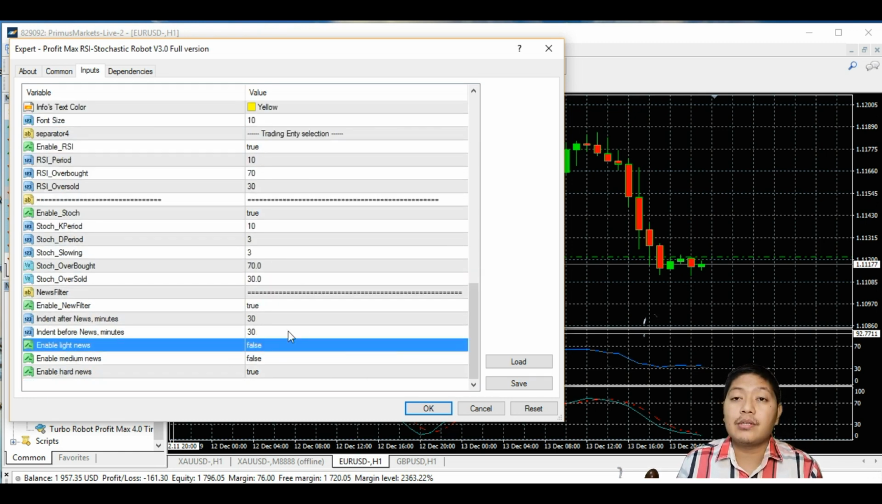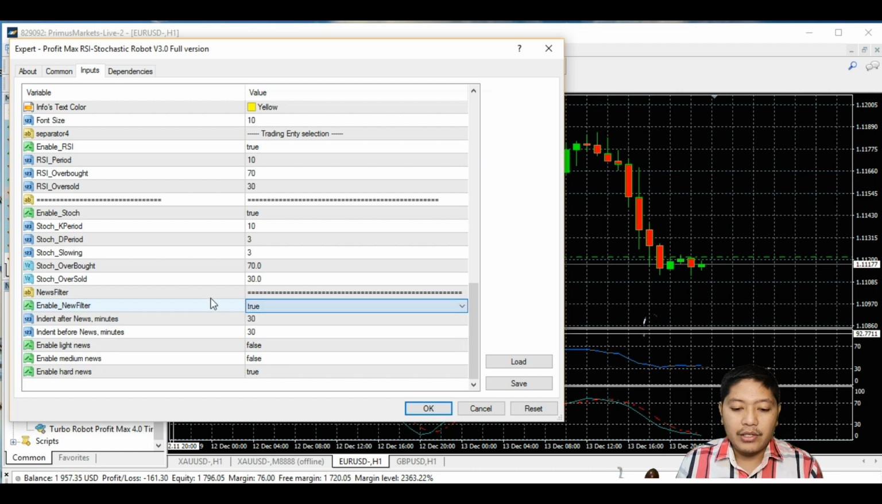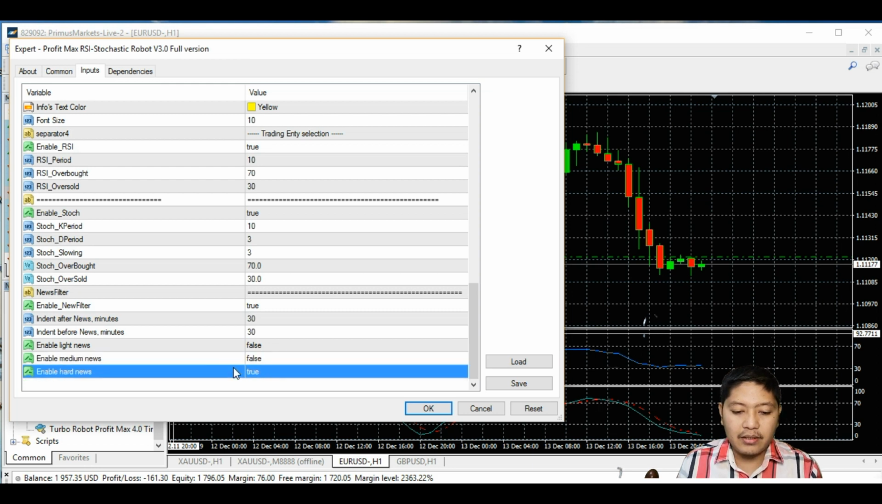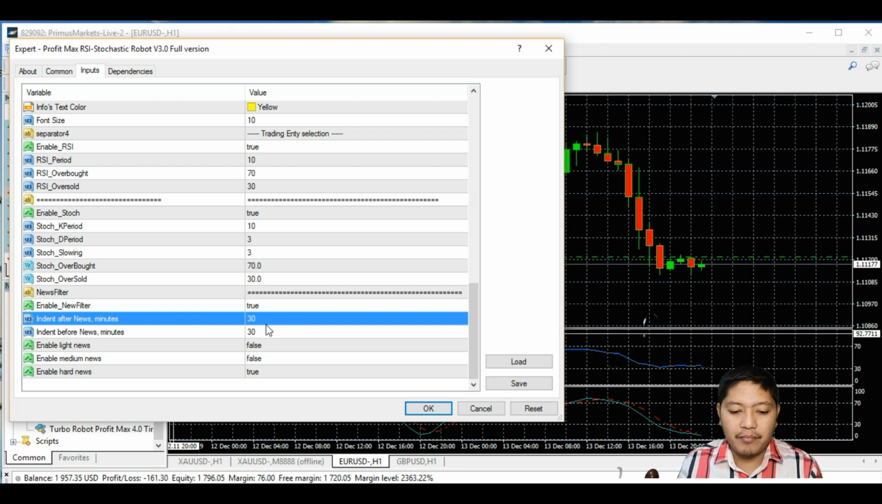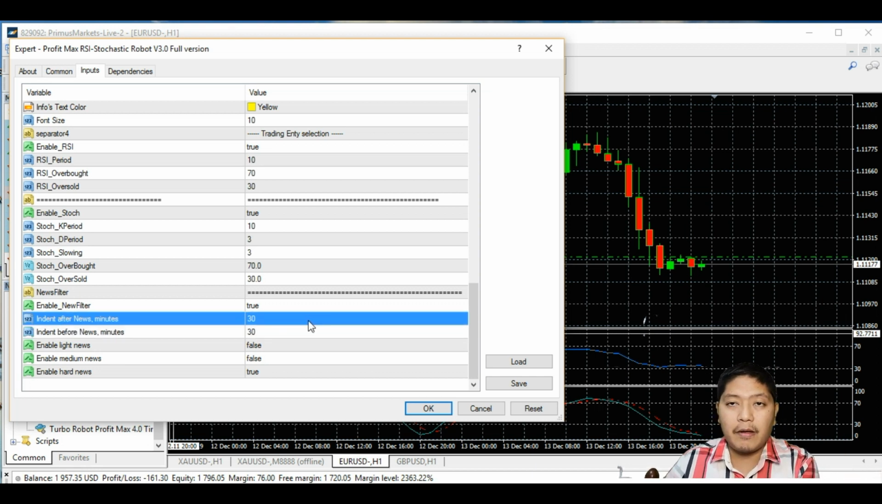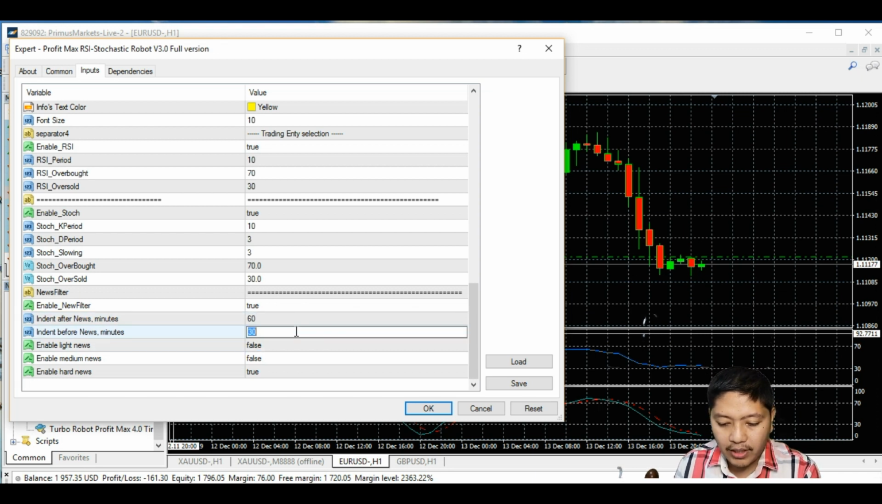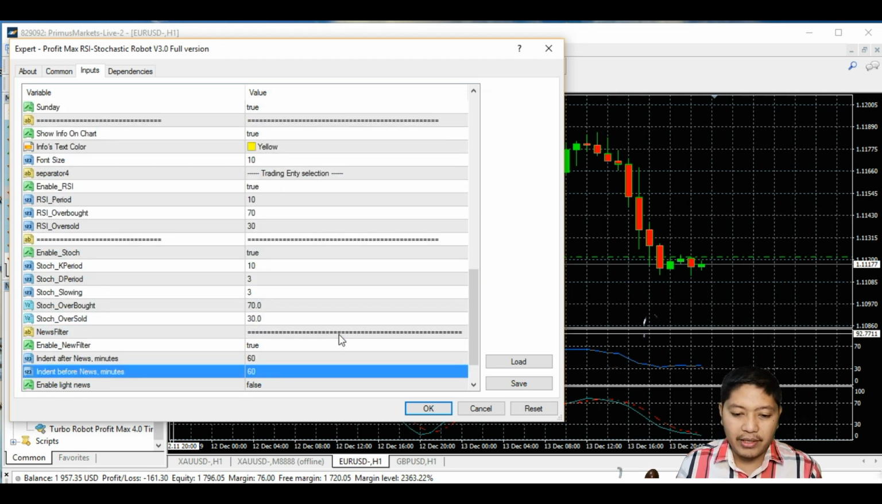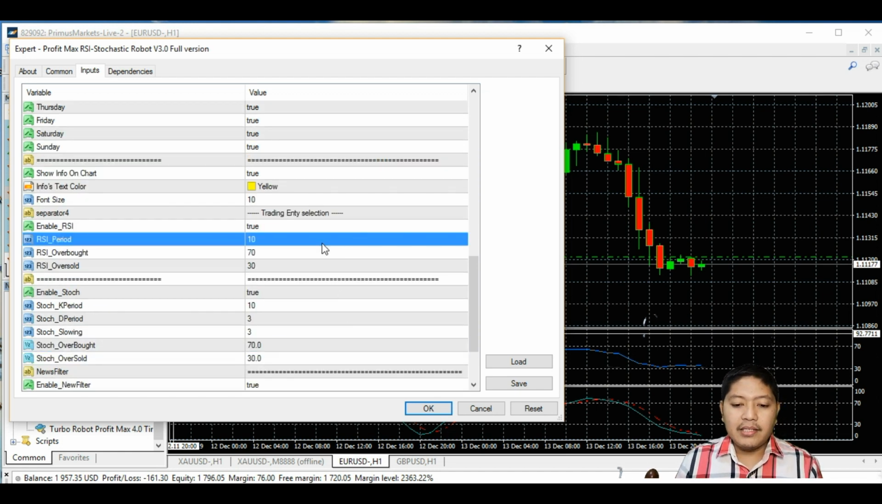And also the news, you can have news enter only. This EA will open the trade before and after the news. You see light news, medium news, and hard news, right? So you can have it as well after the news. I need to let the EA enter if there is a possible trend of that currency pair, 30 minutes after, or 30 minutes before, or you can have 60 minutes. So this is how it goes. You can change that entry. Right, so now this is the trading entry selection of this EA.